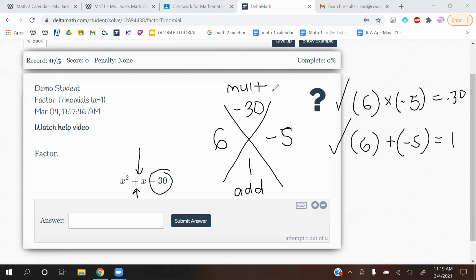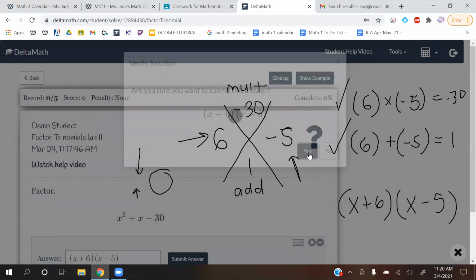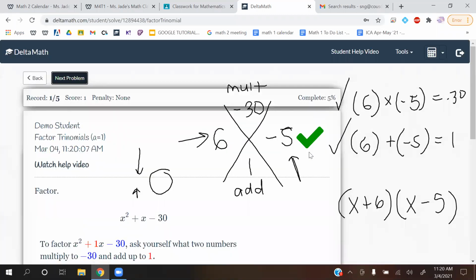So what does that mean? That means you have an x here and an x here. The 6 is a plus 6. The negative 5 is a minus 5. So our factored form is x plus 6, x minus 5. Are there any questions for this one? All right, so it doesn't seem like we have any questions, so I'm going to submit this answer, x plus 6, x minus 5. And we got it right, which is exactly what we expected.